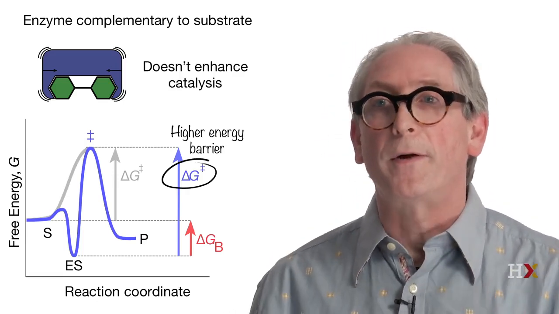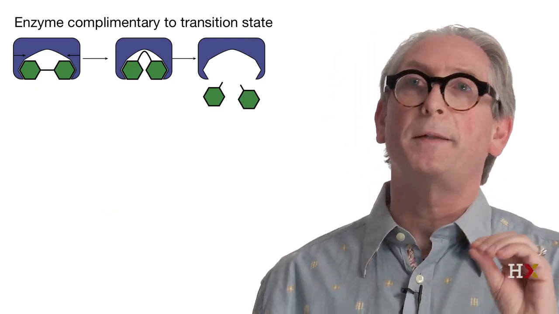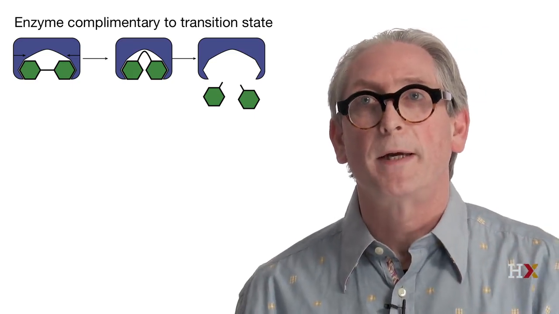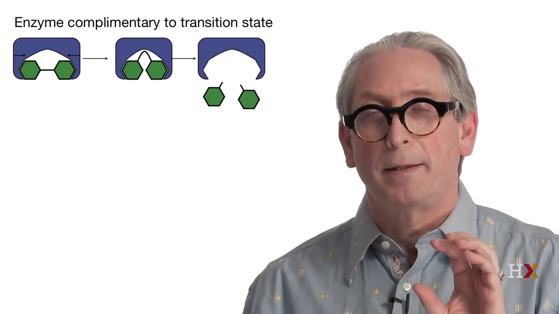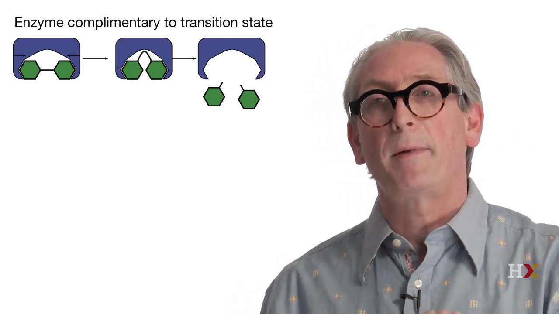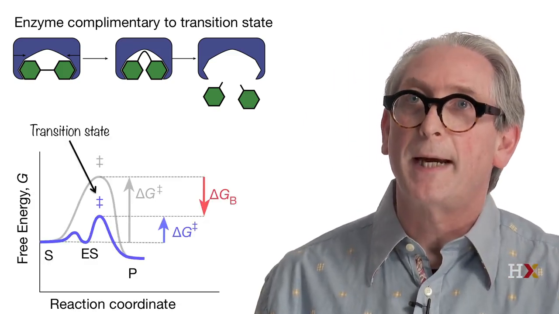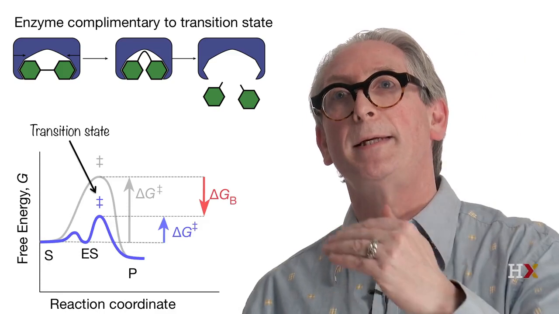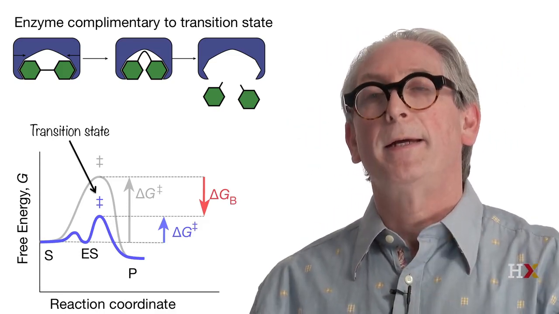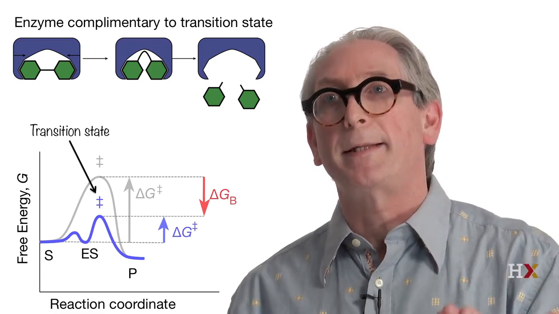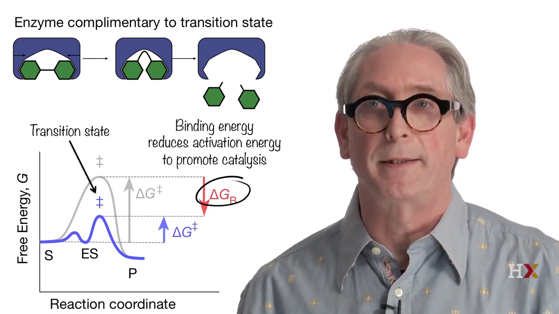Now, if we take a different model where the tight fit is not between the enzyme and its substrate, but between the enzyme and the transition state, then the substrate will bind to the enzyme. You will have formation of the transition state, so the substrate will be destabilized. You have weak binding interactions between the transition state and the enzyme, and that binding energy will offset the activation energy, and the reaction will proceed at an accelerated rate.